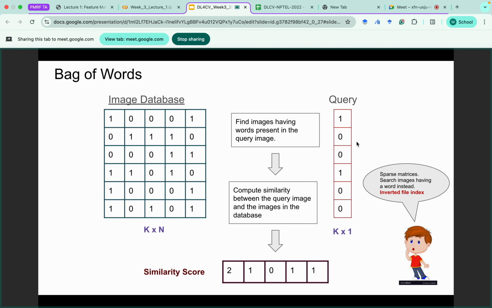So what does this vector here represent? There are six words in the vocabulary, and this is my query vector. So what do the elements in this refer to? Can anyone guess?